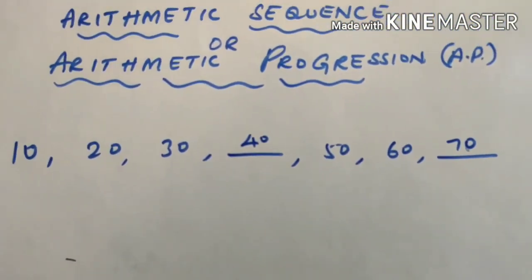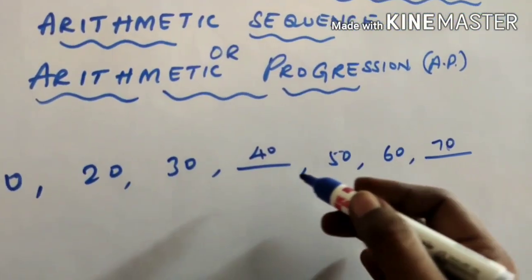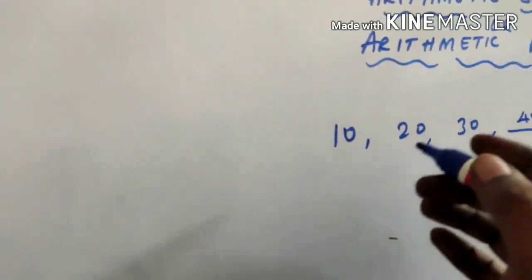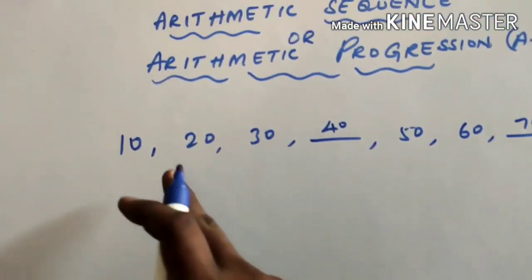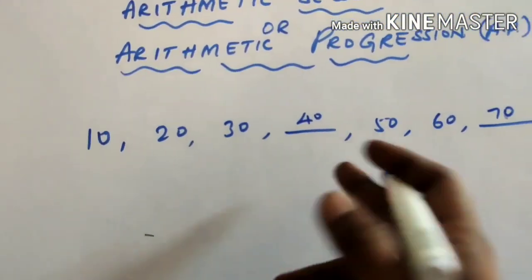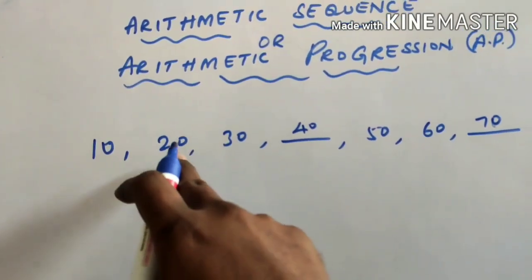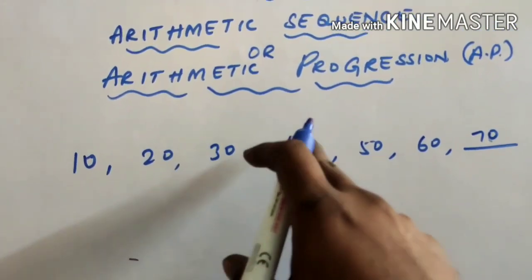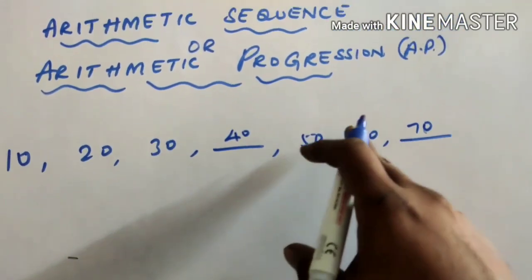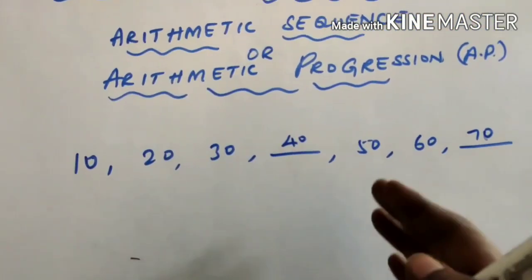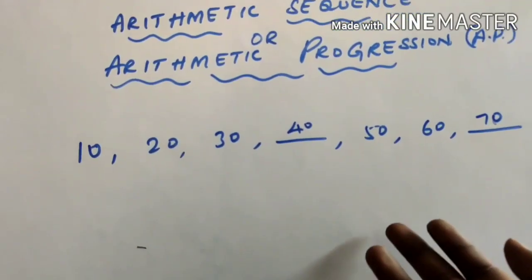Okay, in that class you might not have studied that this is a sequence. So this is called a sequence. And here a common number is added, isn't it? See here, 10 is added to all the numbers. 10 plus 10, 20, 20 plus 10, 30, 30 plus 10, 40, 40 plus 10, 50, 50 plus 10, 60, 60 plus 10, 70. So a common number is added and we are getting the next numbers.